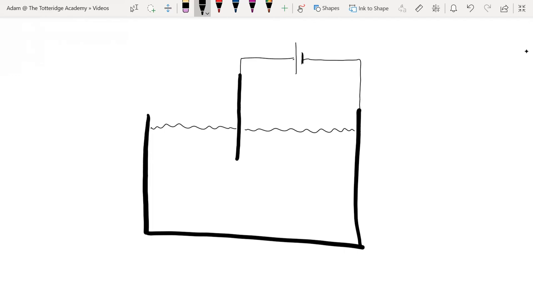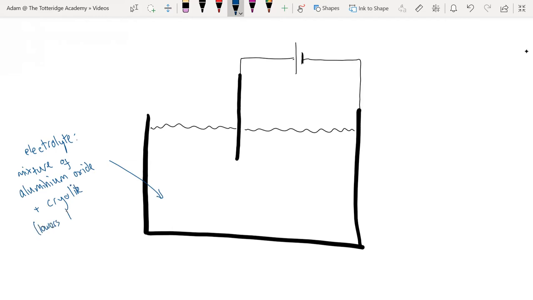The melting and boiling point of aluminium oxide is really high. So in order to melt it, we change something. So in here, this is our electrolyte. And in this case, it's a mixture of aluminium oxide and a substance called cryolite. You don't need to know anything about cryolite other than the fact that it lowers the melting point.